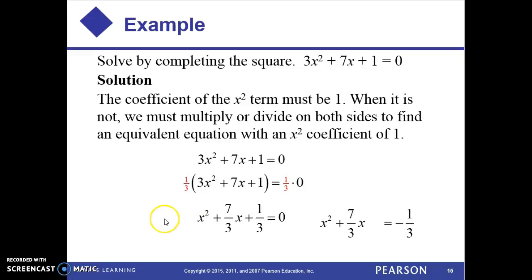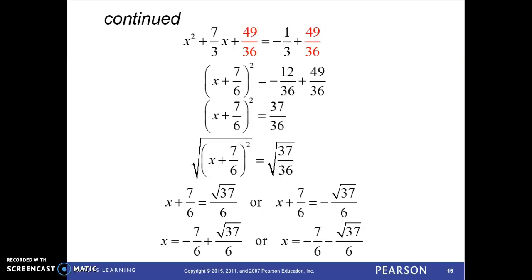So that's where this first piece comes from. Then we're going to move this constant to the other side of the equation. So subtracting 1/3 from both sides, so we put the 1/3 on the other side. Then we can go ahead and complete the square. Now remember, completing the square means that we take half and then square it. So that's where the 49/36 comes from. This one's a pretty messy one.